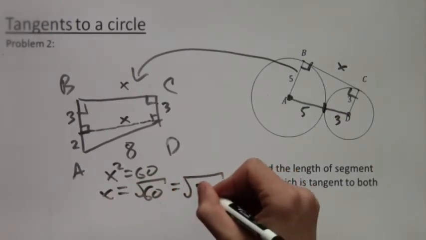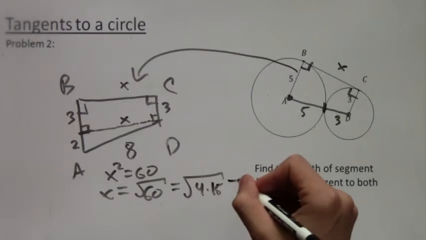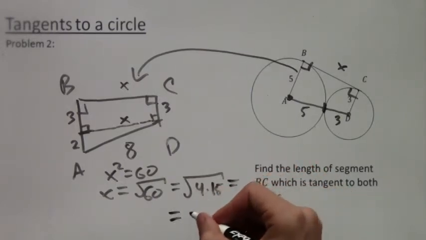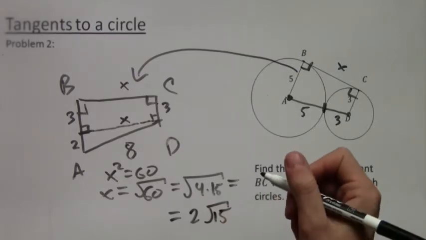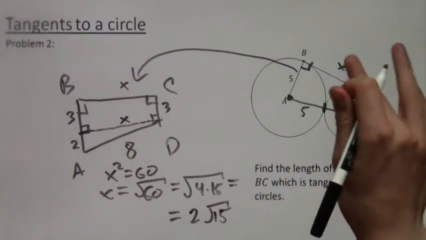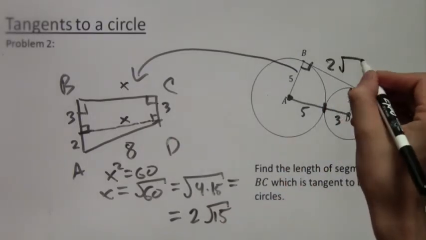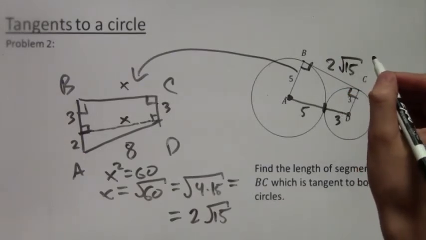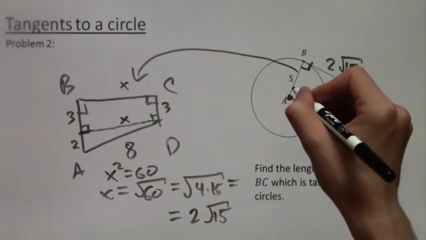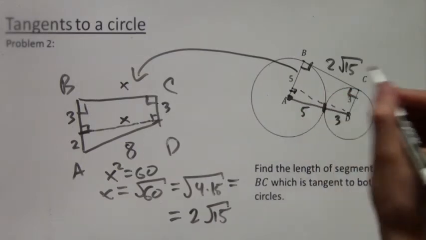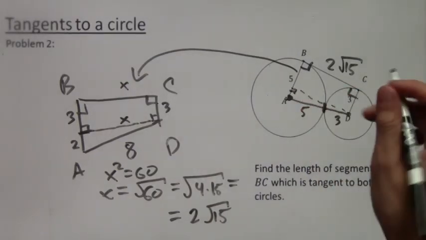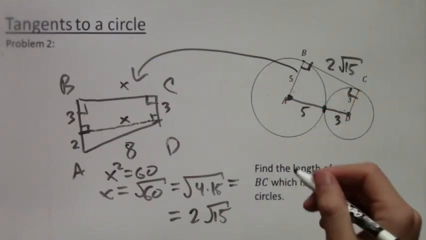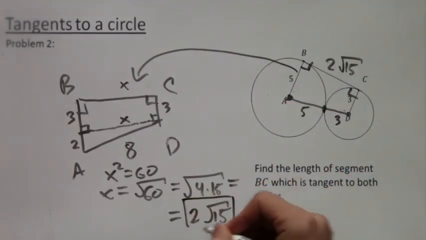And that is the square root of 4 times 15, which equals 2, and then the 15 stays inside the square root. So 2 root 15. So that concludes this problem. The answer is 2 root 15. And here I'm just redrawing. What we applied was we made that little rectangle and used that to compute x.